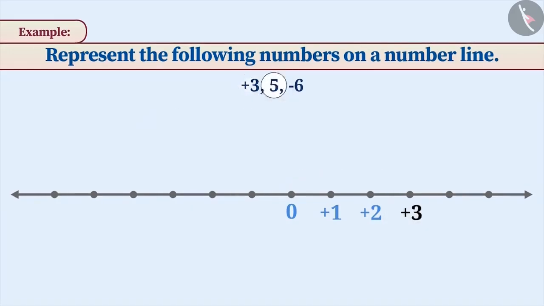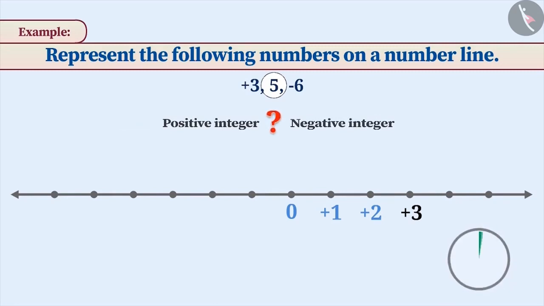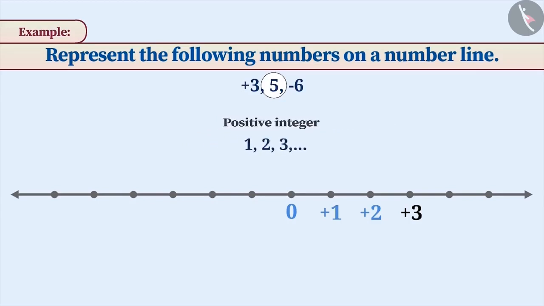The next number is 5. Can you tell whether this is a positive integer or a negative integer? Any guesses? Well, a number without a sign is always a positive number. Therefore, 5 is plus 5. Similar to plus 3, plus 5 is marked 5 points to the right of 0.